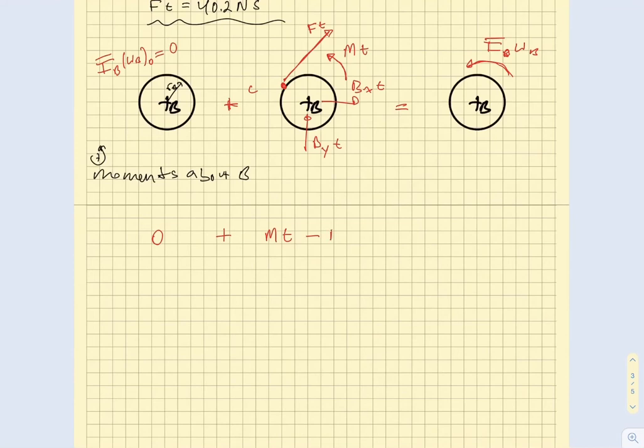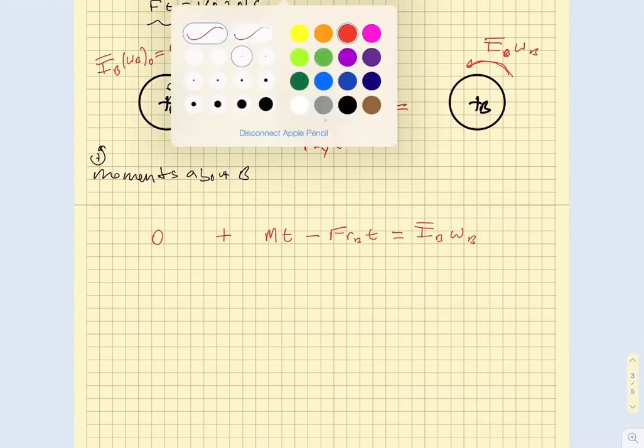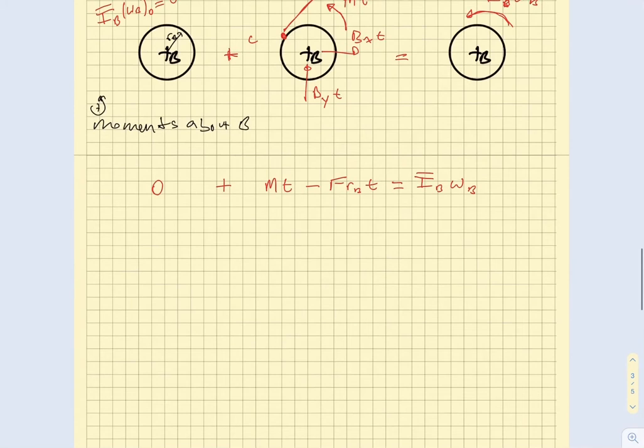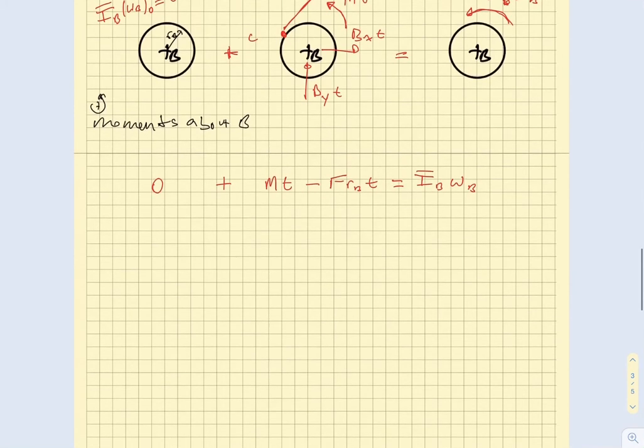We have our system momenta for state 1, that's equal to 0, plus then the external impulses. So we have the moment that's being applied here. If we're doing this about B, that's a positive, so we say Mt. And then we take away the external impulse for the force that's at the edge here. So that would be the Ft RB. This should be equal to I bar B omega B.